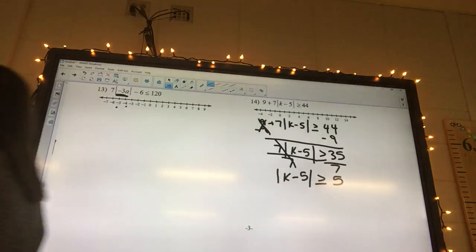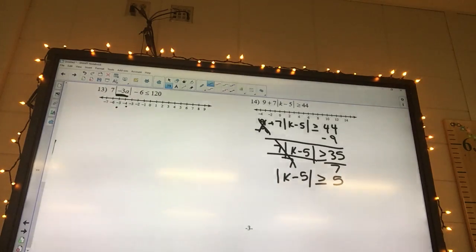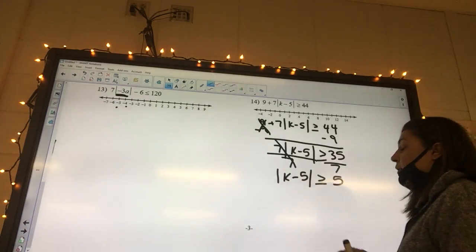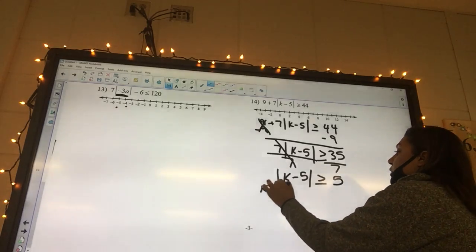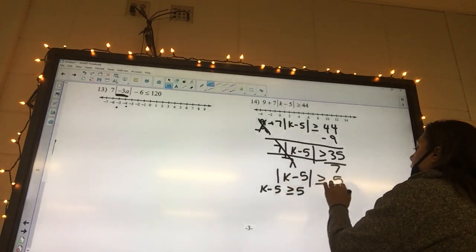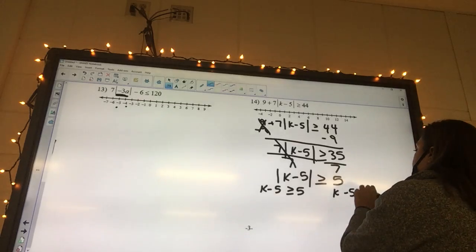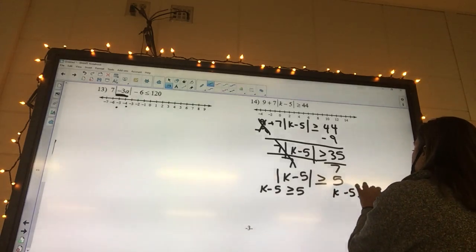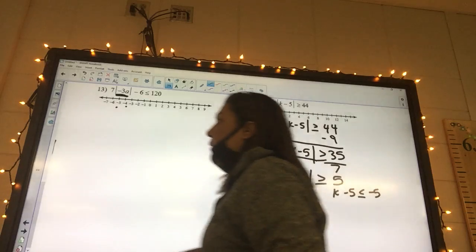Is my absolute value all by itself? Okay, so now what am I ready to do? Divide. No, wait. What do I need to do with the equations? You gotta get the k. We do, but how many times do we need to write this? Twice. And what do I need to do to the other one? You have to flip the sign and make it negative. So instead of it going this way, it needs to go this way, and it needs to say negative 5. You guys finish that one and graph it.